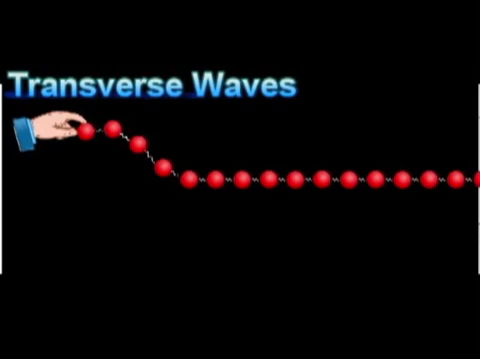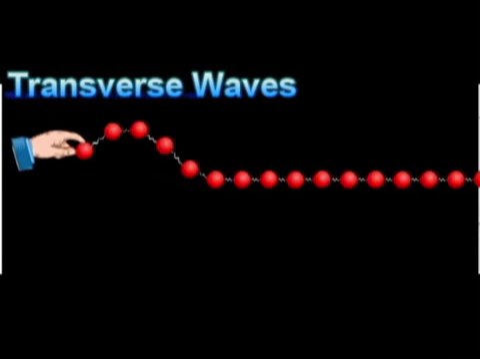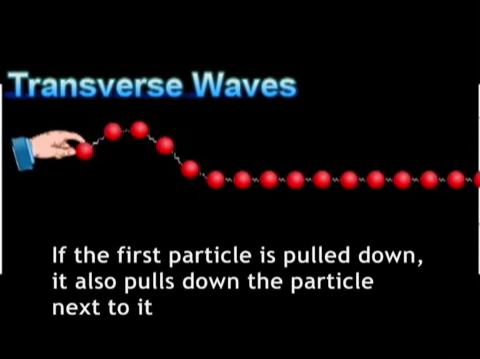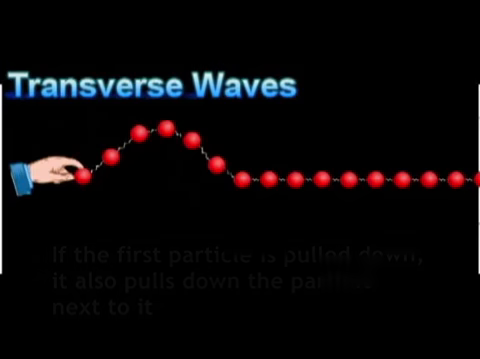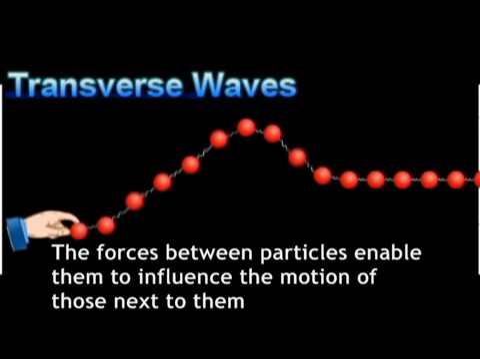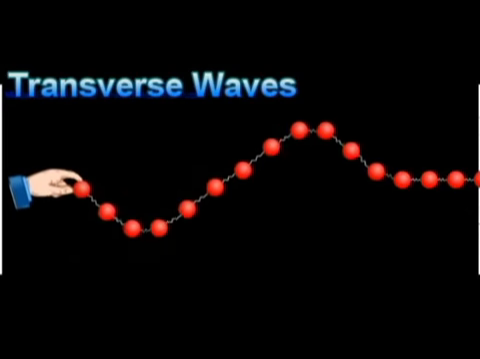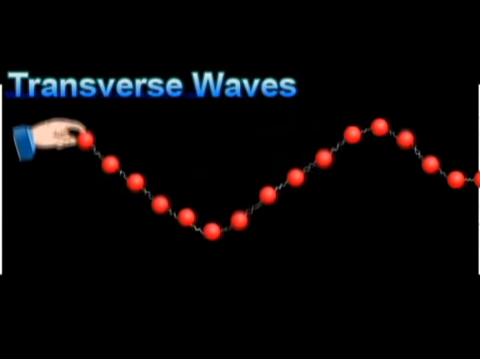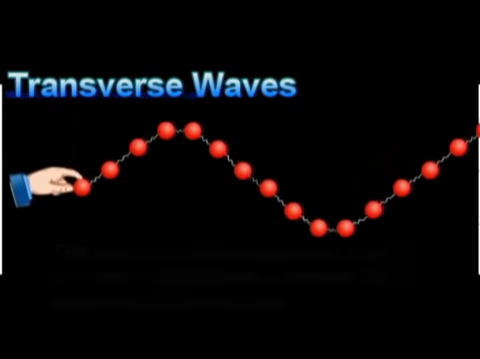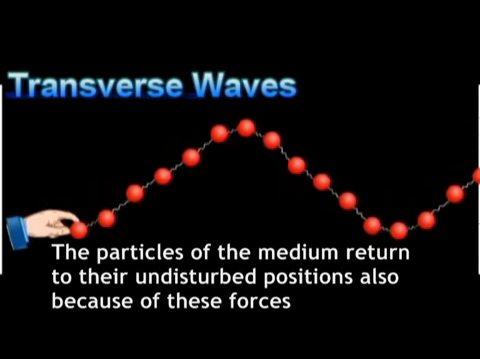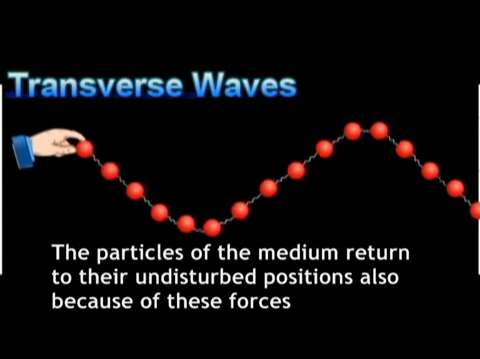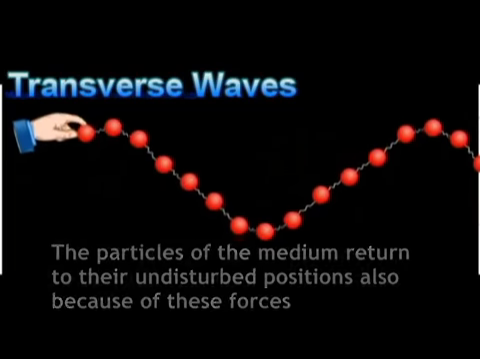Similarly, if the first particle is pulled down, it also pulls down the particle next to it. The forces between the particles enable them to influence the motion of those next to them and, in effect, pass the disturbance that they experienced or felt to neighboring particles. The particles of the medium return to their undisturbed positions also because of these forces.